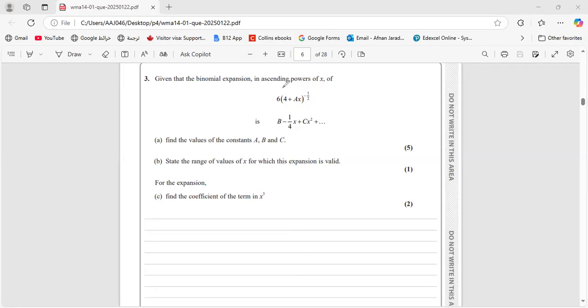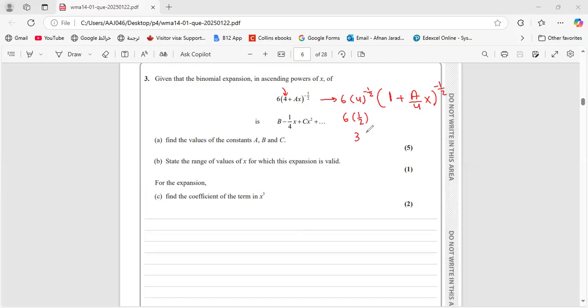In the binomial expansion, there is no 4 in the first term. It must be 1. How to make it 1? It will be 6 multiplied by, take 4 outside with its power, then open parentheses and divide each term inside parentheses by 4. 4 divided by 4 equals 1 plus, and you need to divide a by 4, so it will be a over 4x to the power of negative half. 4 to the power of negative half equals 1 over 2. So 6 multiplied by 1 over 2 equals 3.